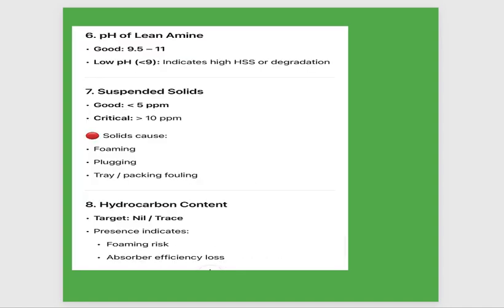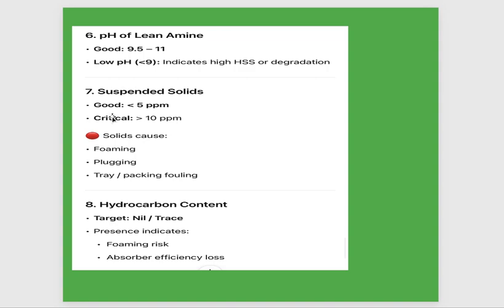And finally, the pH in the amine unit, or in the lean amine, should be especially between 9.5 and 11. A pH lower than 9 indicates high heat stable salt in your system. Check with a sample for high heat stable salt in your system, and degradation.